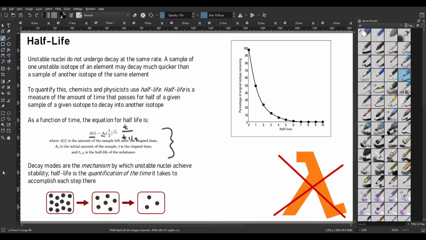And just an important distinction here, decay modes are the mechanism by which unstable nuclei achieve stability. Half-life is the quantification of time it takes to accomplish each step to get there. So half-life is not a decay mode itself. Half-life is just a measure of time for half of a sample of a radioactive isotope to decay into something else. Half-life itself, again, is not the decay mode. It's not the mechanism. It's just the measurement of time for half of that mechanism to happen.